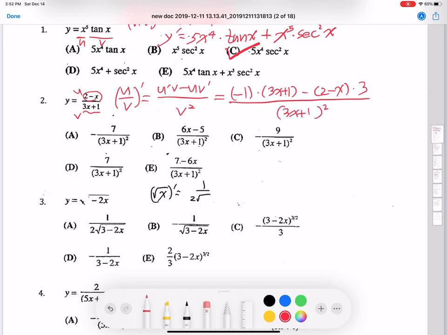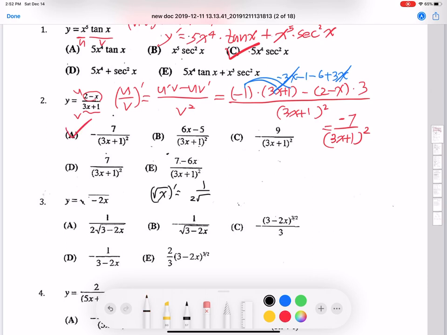squared. You can simplify the numerator: negative 3x, and then negative 1, and then negative 3 times 2 is negative 6, and negative times negative is positive 3x. These two cancel out. What is left? Just negative 7 is left on the top, and the bottom is 3x plus 1 squared. So A is the answer.